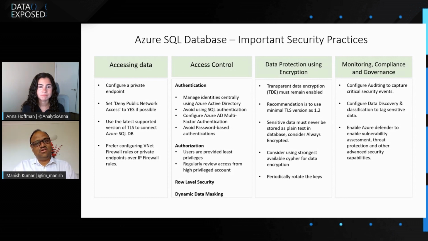Row level security is another way to implement access control. RLS enables you to restrict row level access based on the user's identity, what role a user has been performing, or execution context.